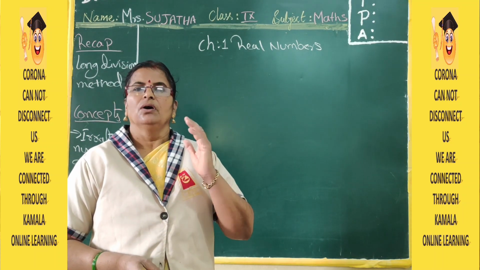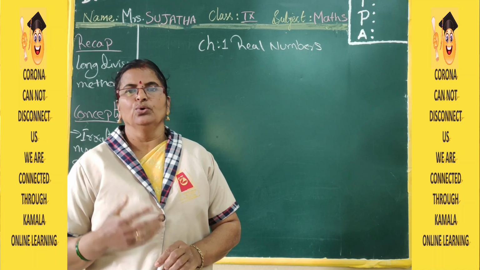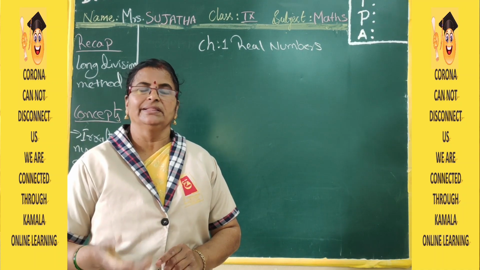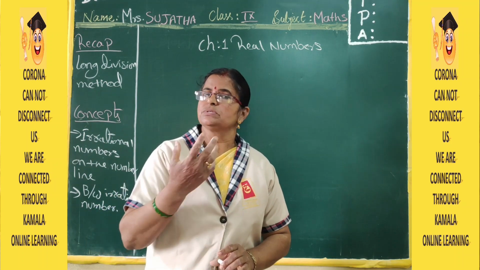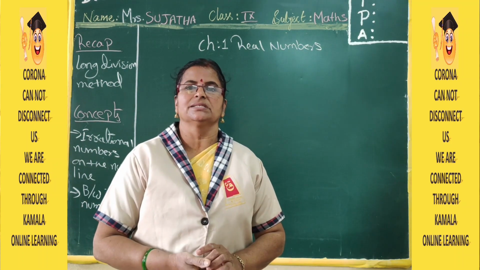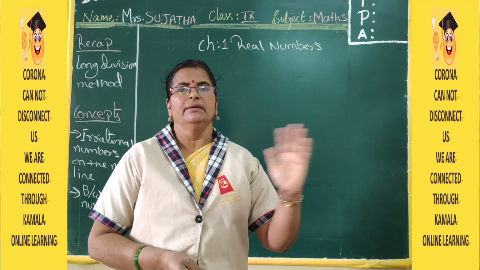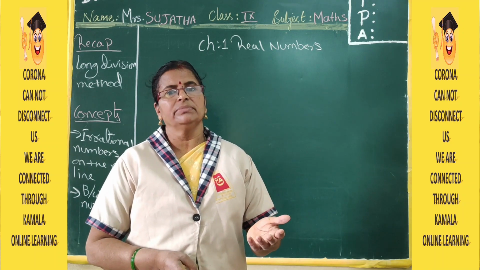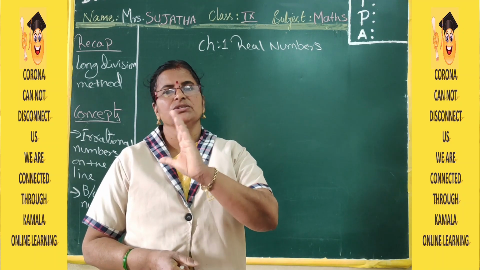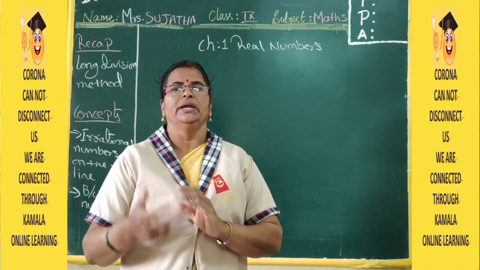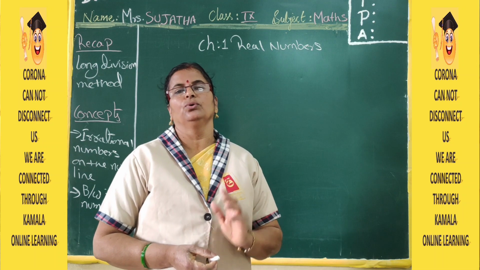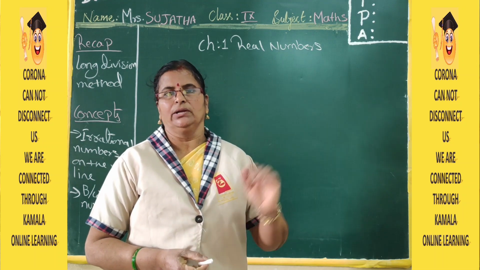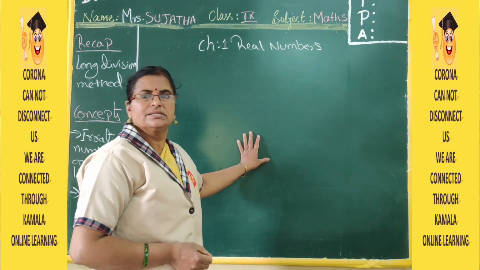Irrational numbers on the number line means root 2, root 3, root 5, root 7, numbers like these. How can we represent them? Rational numbers, whole numbers and integers you saw on the number line in the 7th and 8th class. For fractions, you take an equal denominator and locate them on the number line. But irrational numbers like root 2, root 3, how can we locate them on a number line? That we will study today.